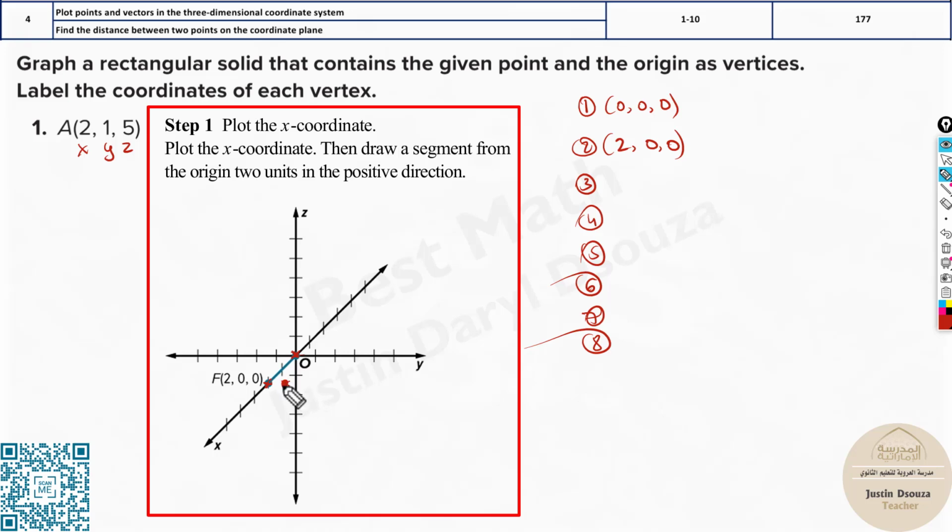So that is how much? It'll be 2. Already we have done the x. Then y is 1 and then z is 0. And now what is the z value? It's 5, isn't it? So from here we have to go up 1, 2, 3, 4 and 5. So it'll be somewhere over here. That's the fifth point. So now we have 2, 1 and 5 over here.